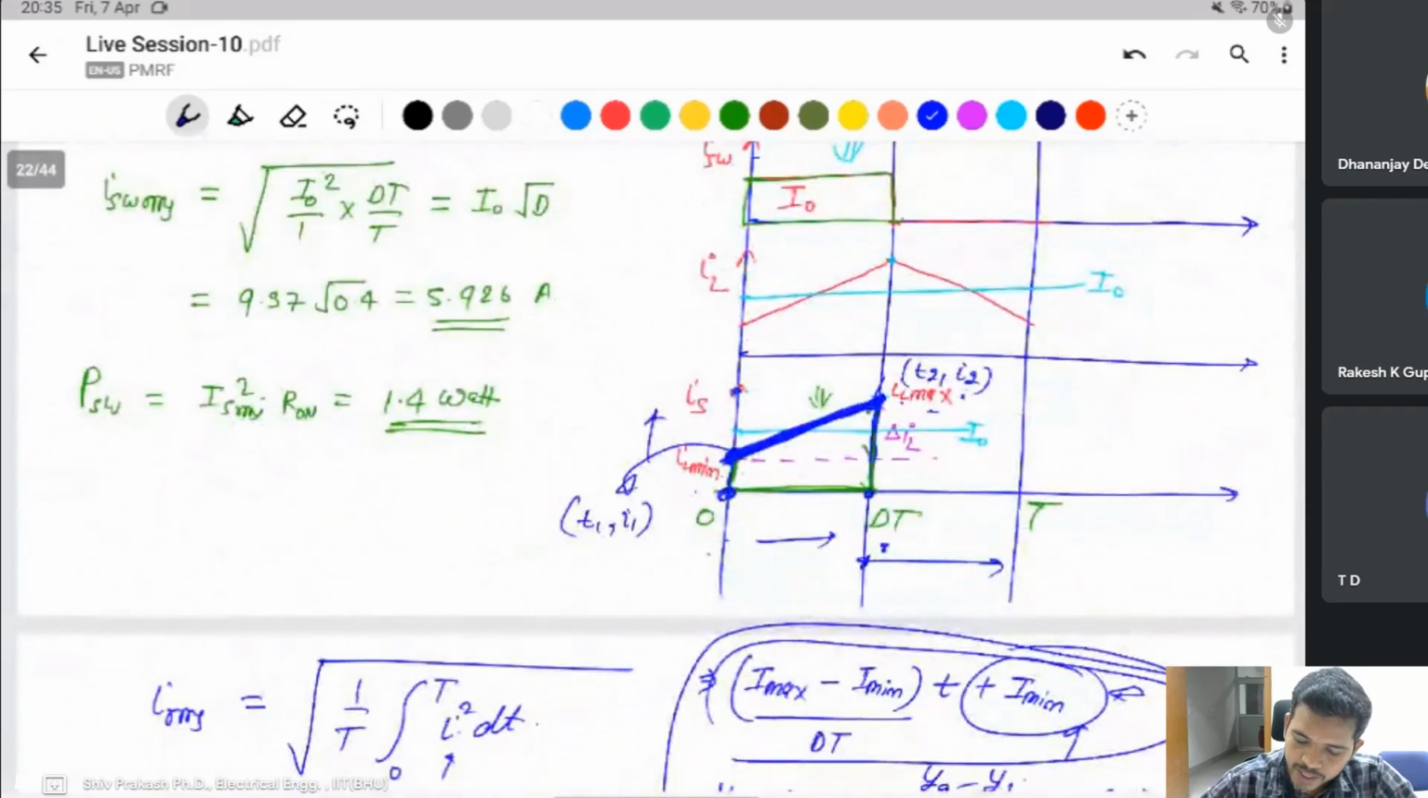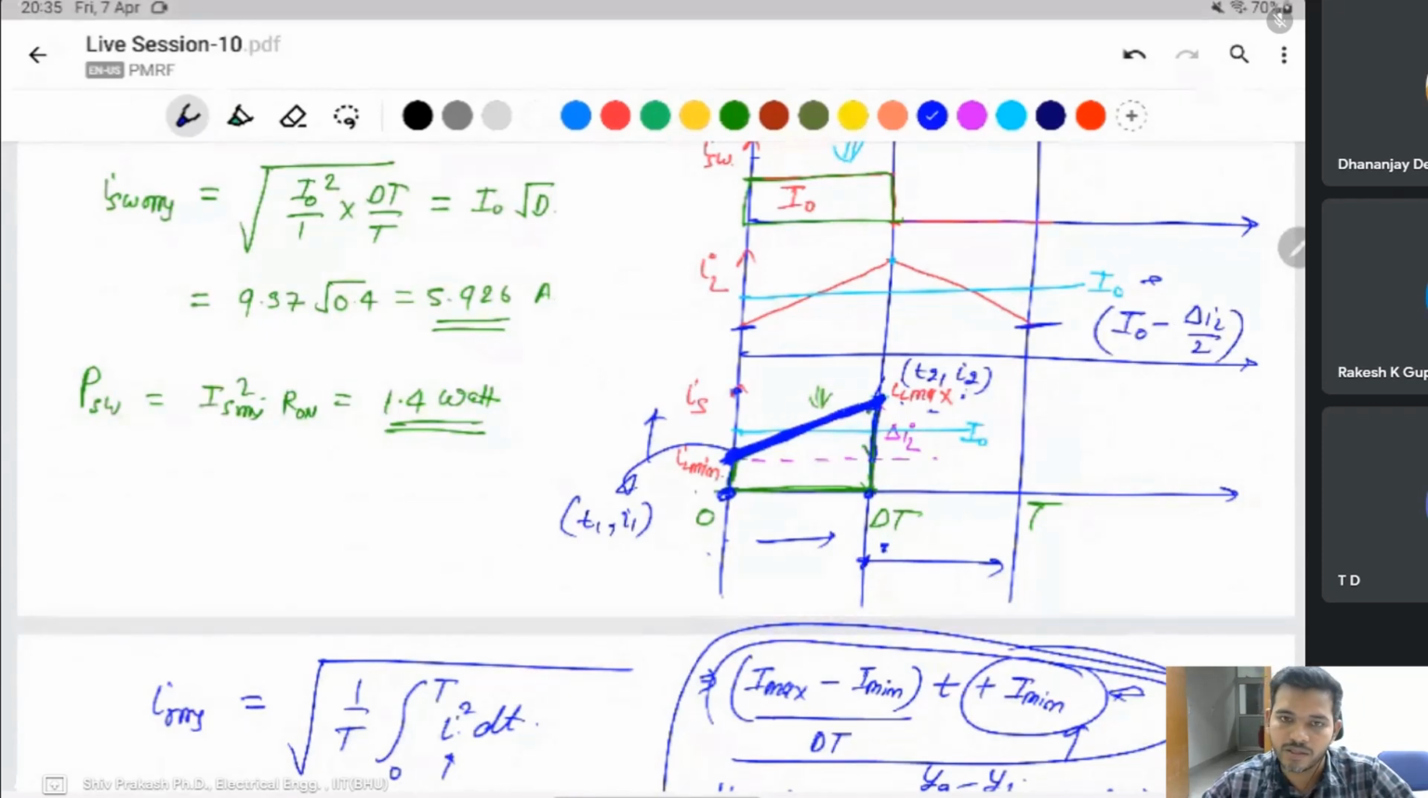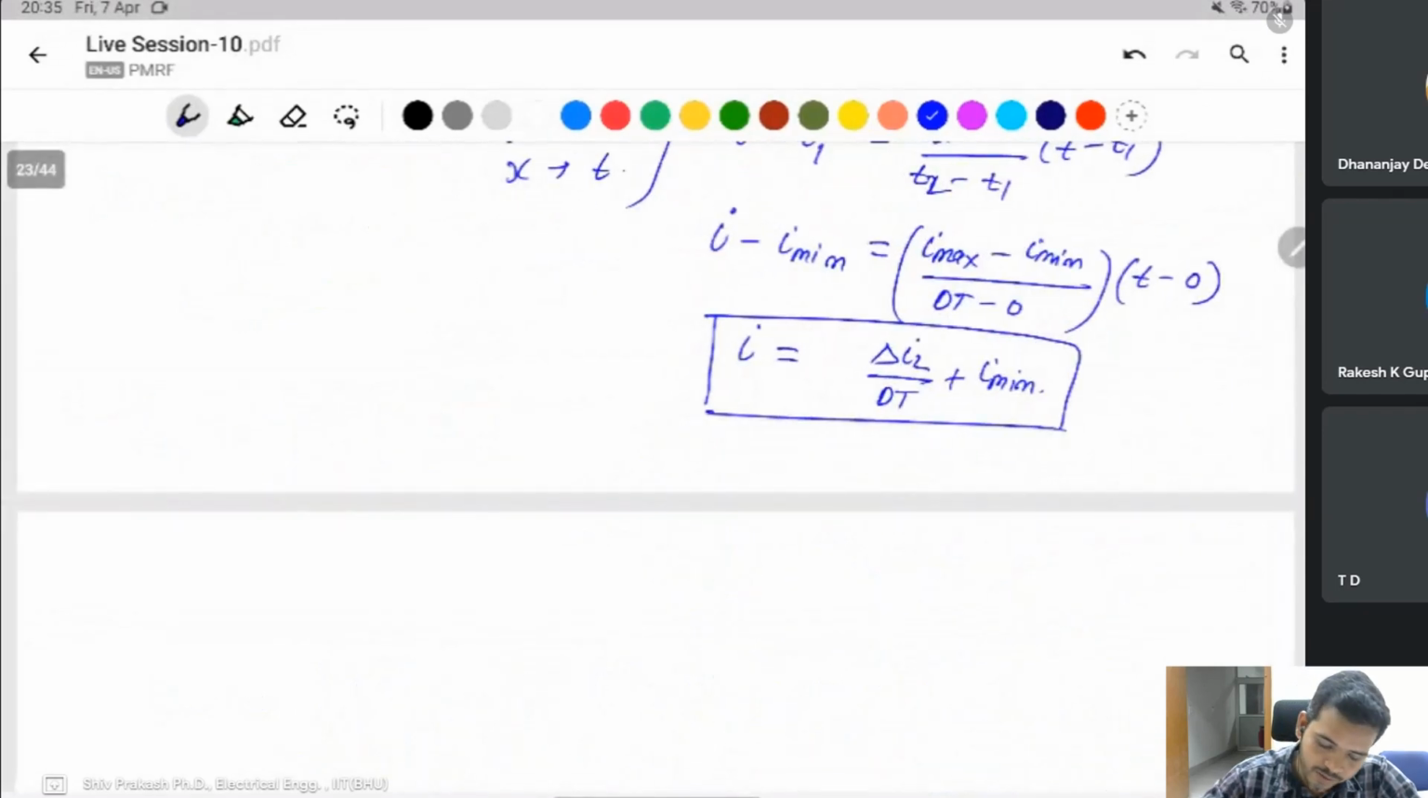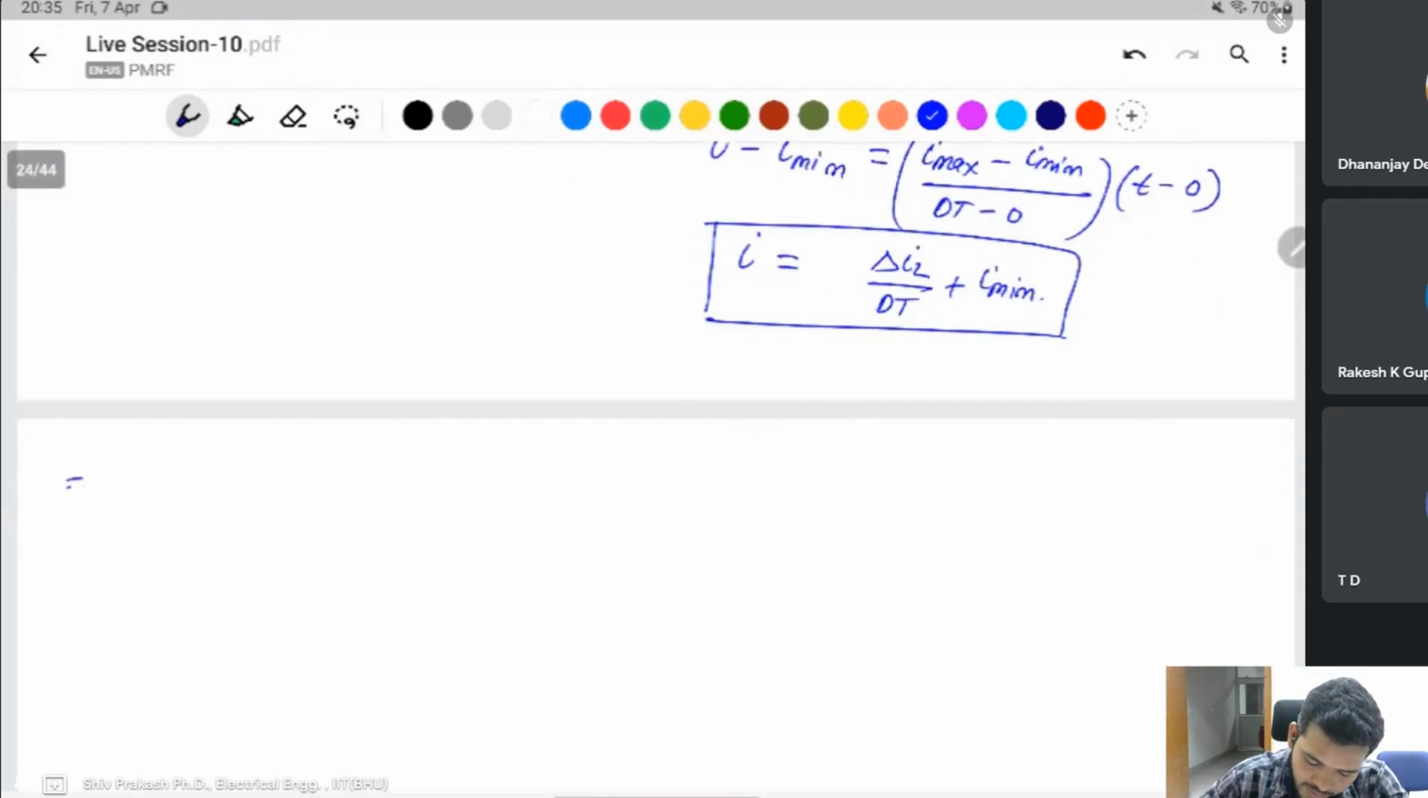Then what is the minimum current? The minimum current we can calculate: I naught minus delta IL by 2. This one is the minimum current, and the same current that flows through the inductor also flows through the switches. Then finally the current you can find is delta IL divided by dt into t plus I naught minus delta IL by 2.